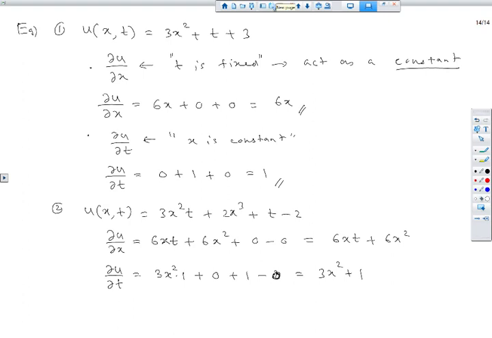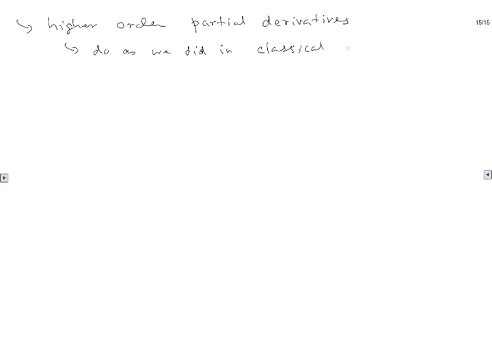Let's say higher order partial derivatives. What we do is just the same thing: we do it the same way as we did in the classical case. That means just do the same thing as we do with regular derivatives.